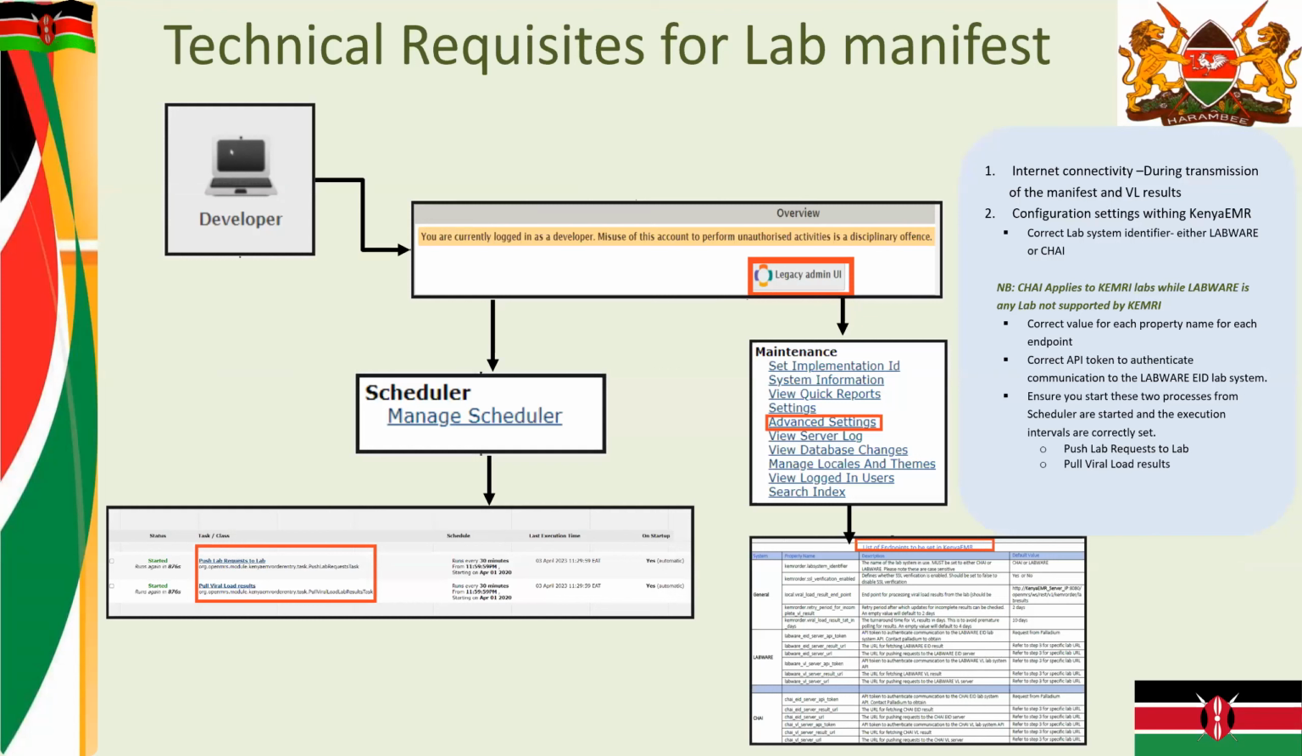The lab type could be either the labware or the chai. We'll see that when Marianne comes on board. You need to have those endpoints correctly configured. You need to have the two schedulers turned on and correctly configured for the intervals. So there's the scheduler for pushing and also the scheduler for pulling the results. So you need to have those correctly configured. Yeah, so in summary, that is what you need technically to implement the lab manifest.